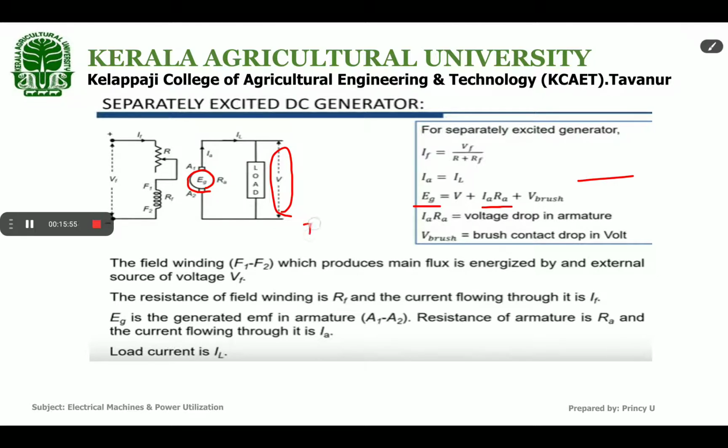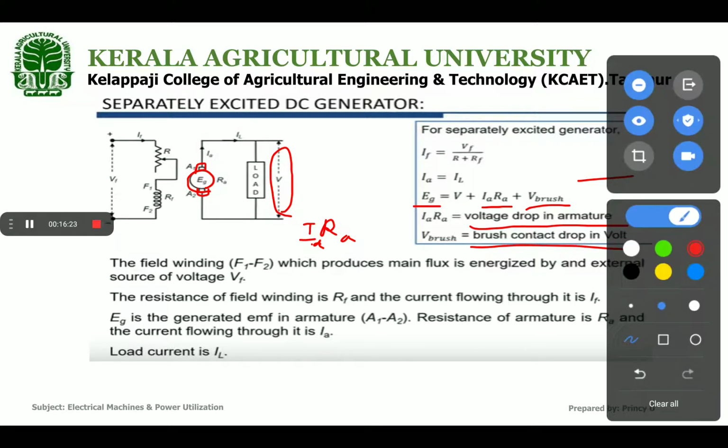Voltage drop we usually denote as IR. So here the current in the armature is IA and the resistance of the armature is RA. So IA RA is the voltage drop in the armature, and there will be some voltage drop due to brush contact. That is represented as V brush, the brush contact drop in volts. So these are the equations which we can write in a separately excited DC generator.